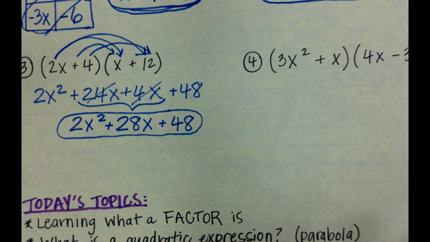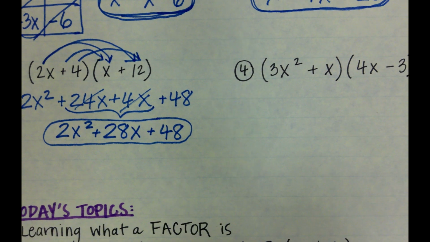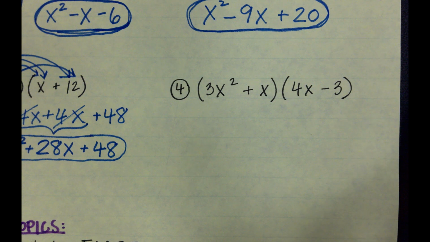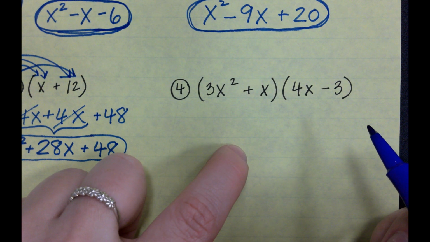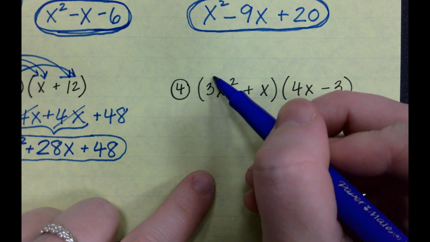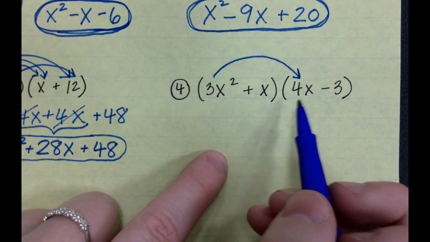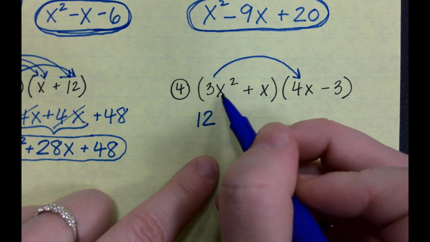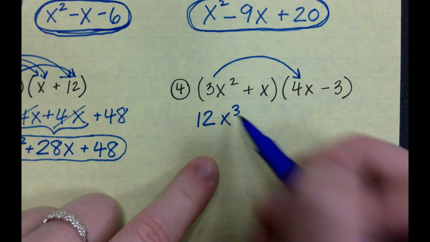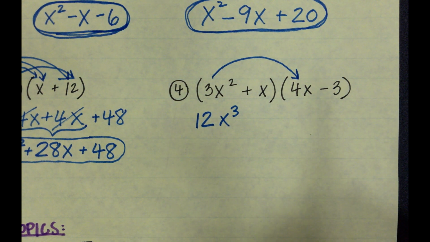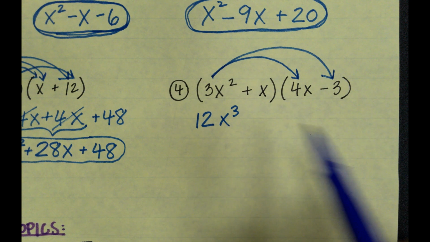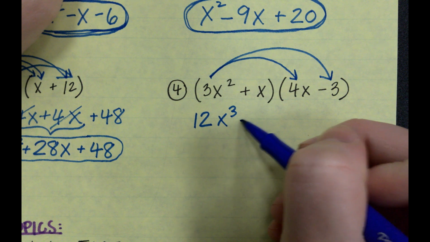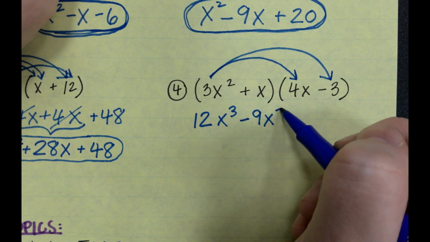All right. Are we ready for number 4? All right, let's do number 4. I've got 3x squared plus x times 4x minus 3. What do we do first? We do 3x squared times 4x. Good. 3x squared times 4x. 12x to the third power. Yes. 12, because 3 times 4 is 12. x squared times x is x to the third power. Good. What's next? 3x to the second power times negative 3. 3x to the second power times negative 3 is what? Negative 9x squared. Negative 9x squared.